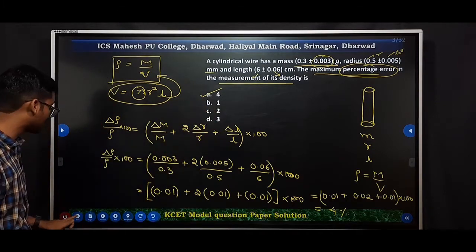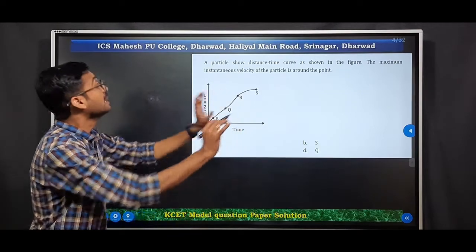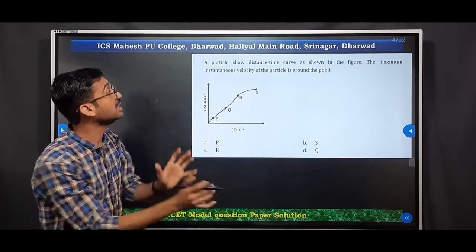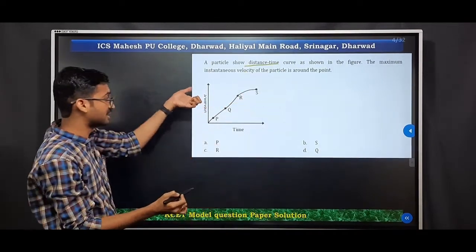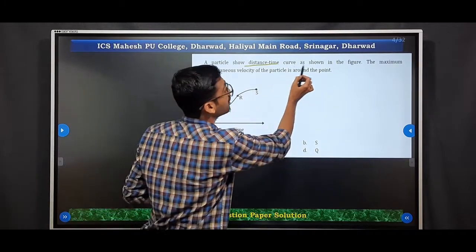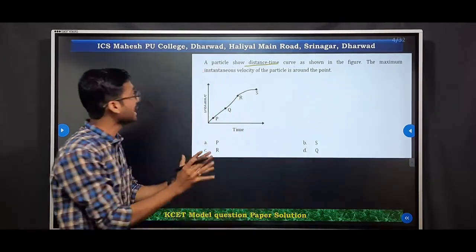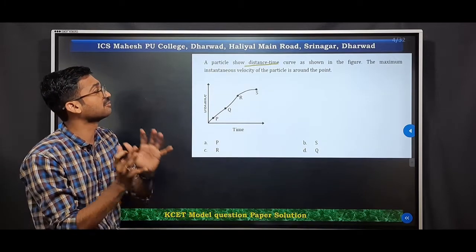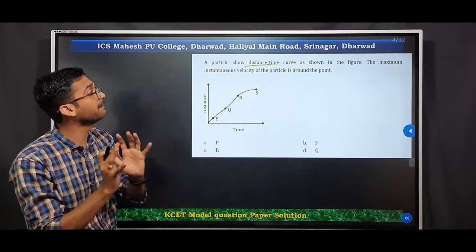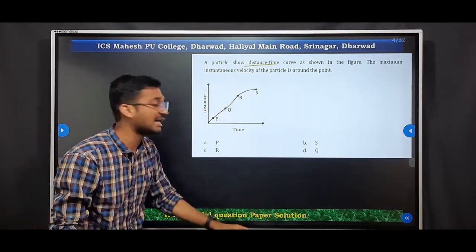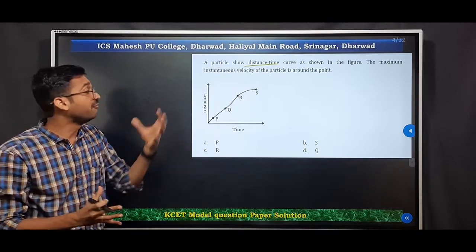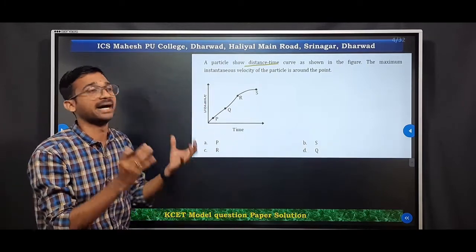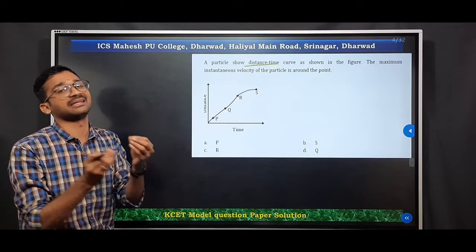Let us get into the next one. Now, here the particle shows a distance time graph. It's a distance time graph curve as shown in the figure. The maximum instantaneous velocity of the particle around the point means from this graph we have to extract where we will get the maximum instantaneous velocity.